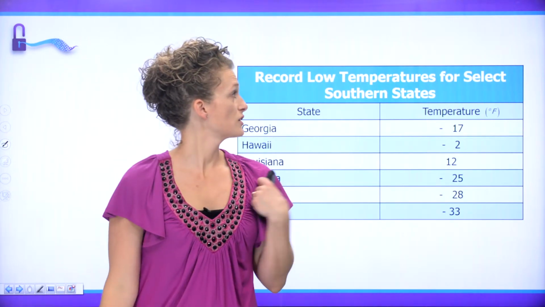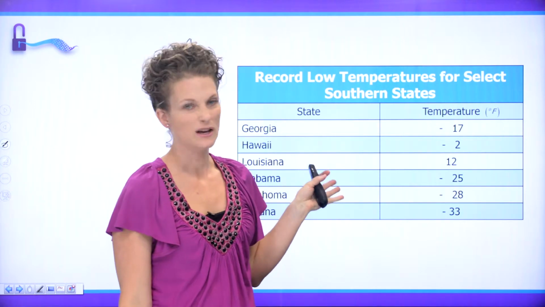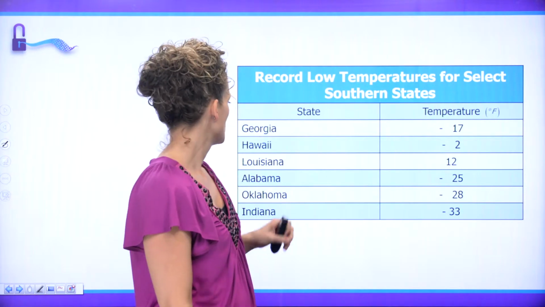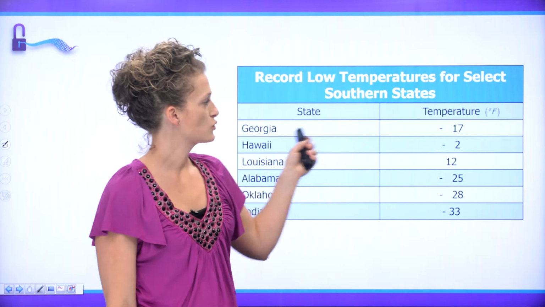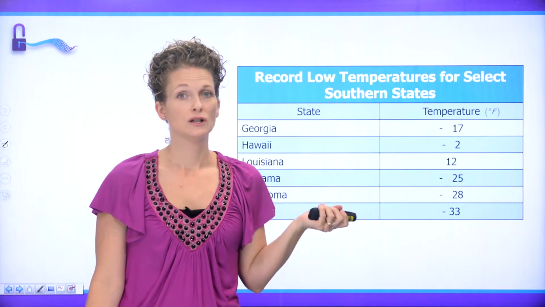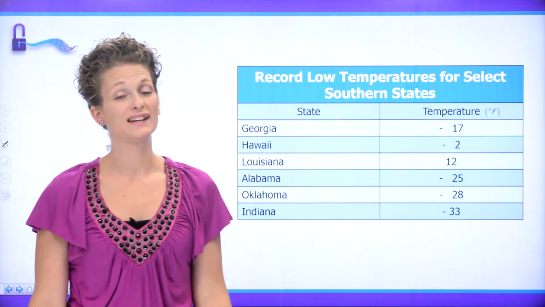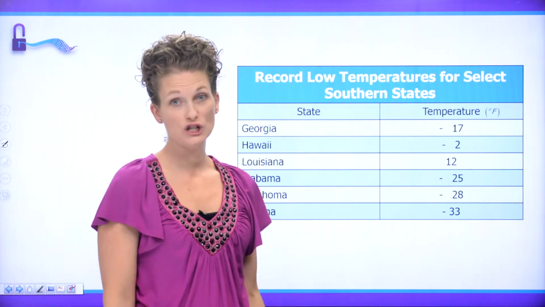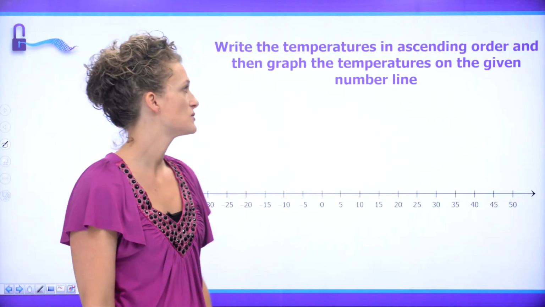Okay, so here we have some record low temperatures for select southern states. Okay, I admit it. I made these up. I think Georgia should get some cold temperatures every now and again, and so should Hawaii. So I gave them cold temperatures. So here we have Georgia at -17 degrees Fahrenheit, Hawaii at -2, Louisiana at 12, Alabama at -25, Oklahoma at -28, and Indiana at -33. So pretty chilly for some of them, but again, they're record lows, so it doesn't happen too often.